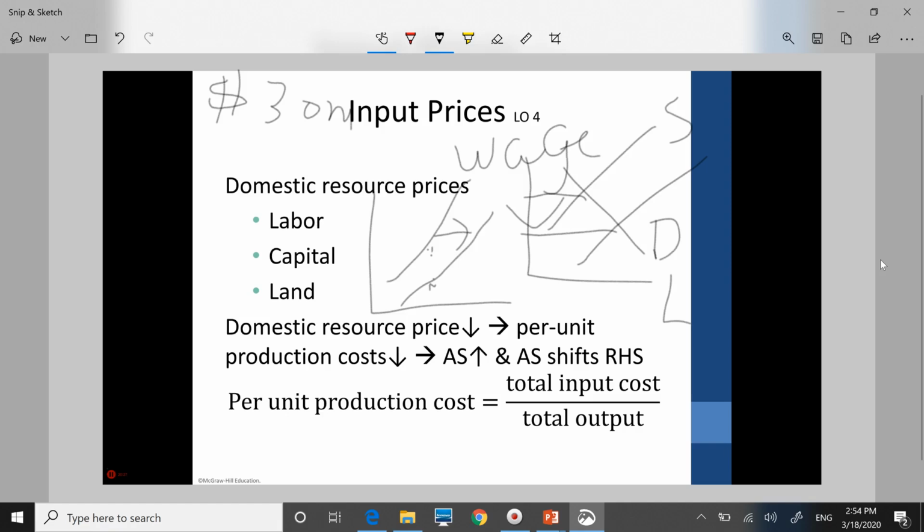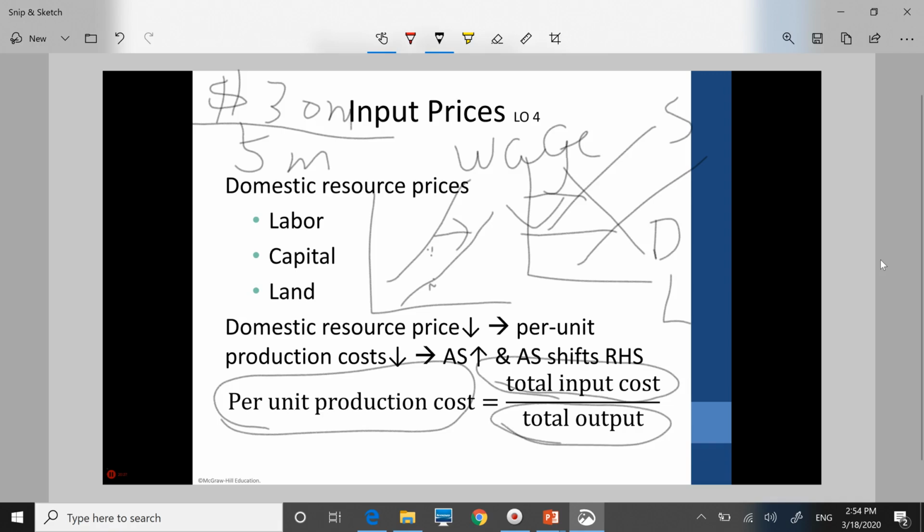But the capacity of production of the machine is huge. Each machine can print 5 million auto parts per year. So if you're using it for 1 year, the per unit cost is $6. Total input cost 30 million, produce 5 million auto parts, per unit cost is only $6. Actually, it is cheaper than otherwise. So because of that, the resource price decreases, aggregate supply increases.